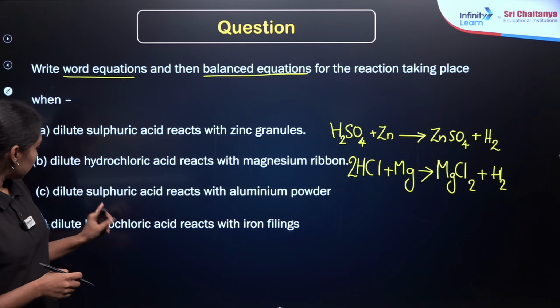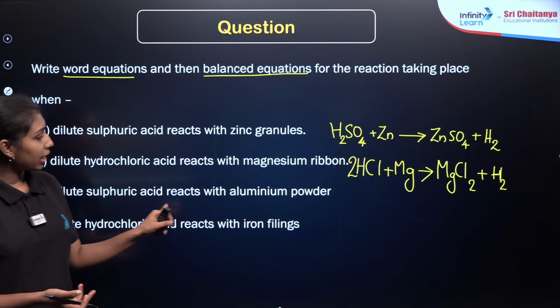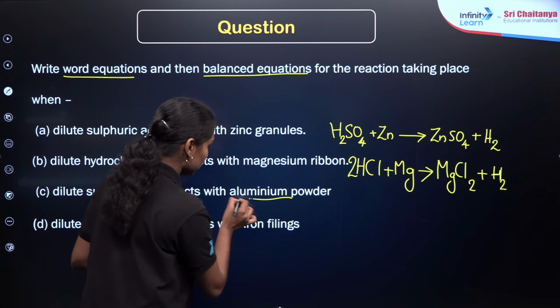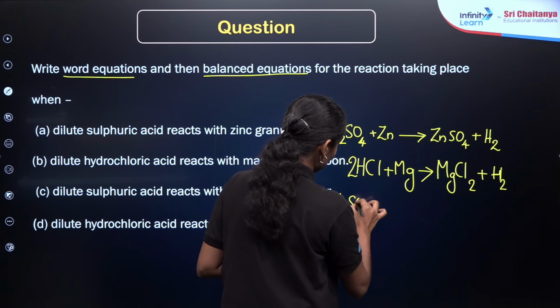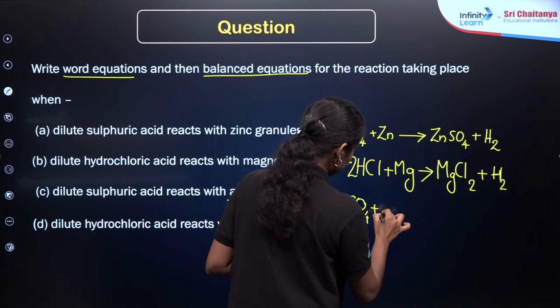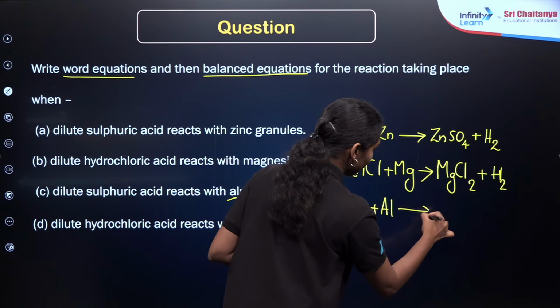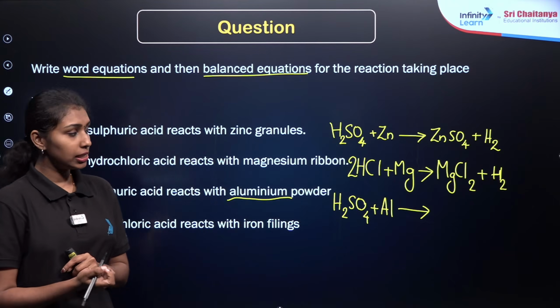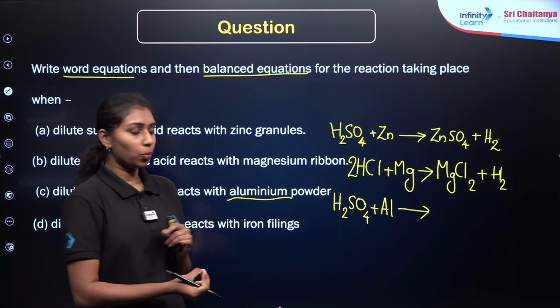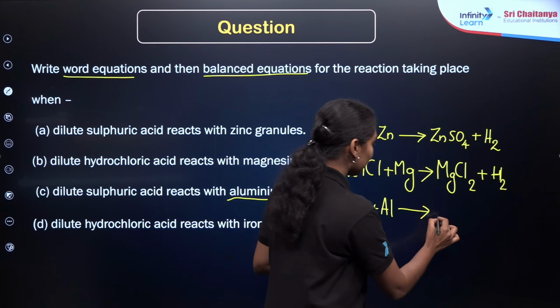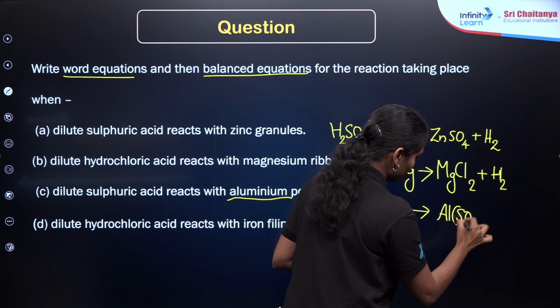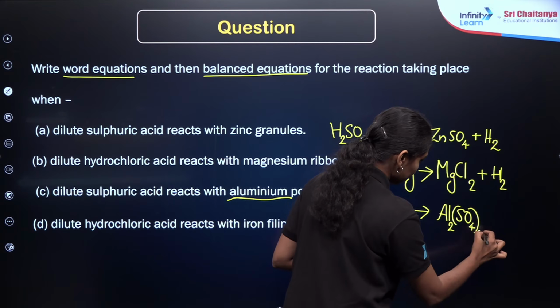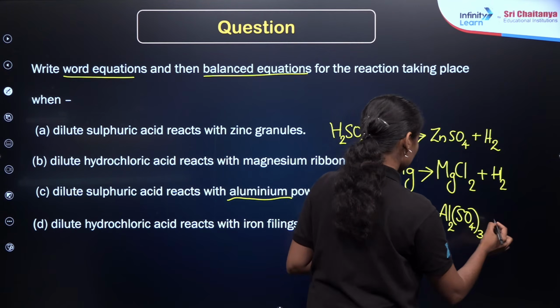Then what about the case of the third reaction? Dilute sulfuric acid reacts with aluminum powder, right? Again H2SO4 plus aluminum, right? So they will be forming the corresponding salt, aluminum sulfate. We have already studied how to write the chemical formula of any compound from the first chapter, right? So they will be forming aluminum sulfate, Al2(SO4)3, plus hydrogen, right?